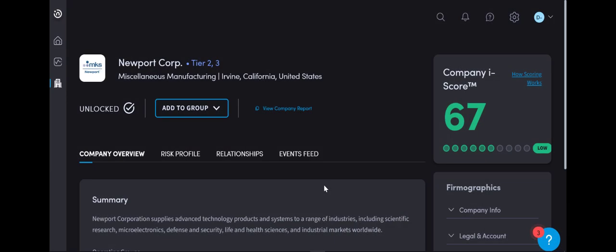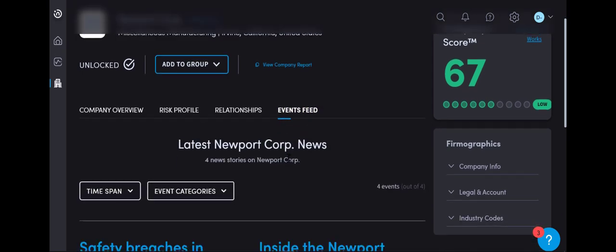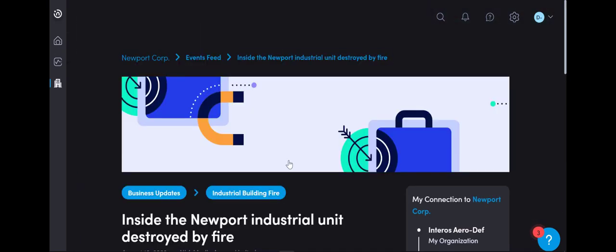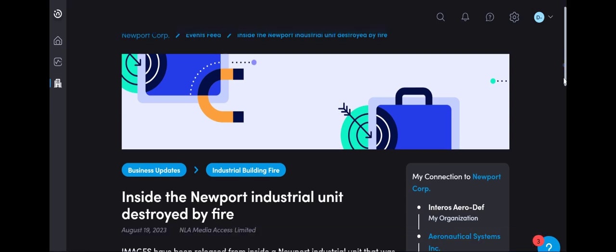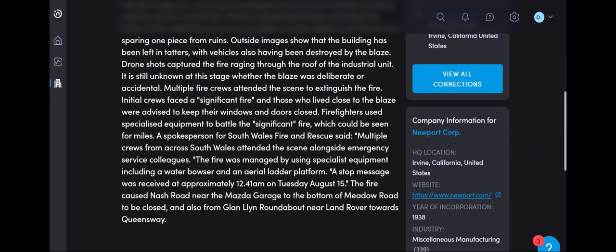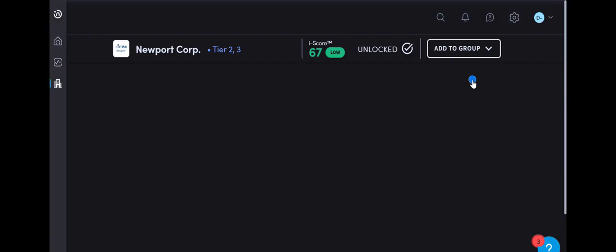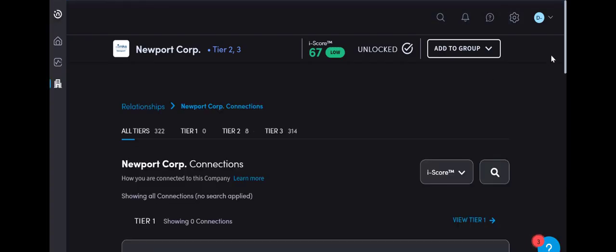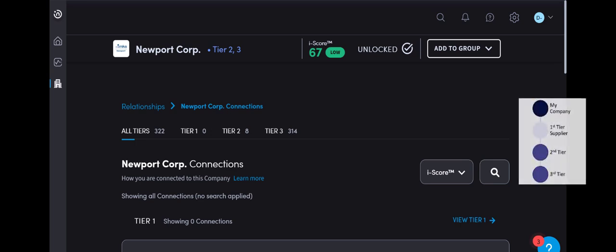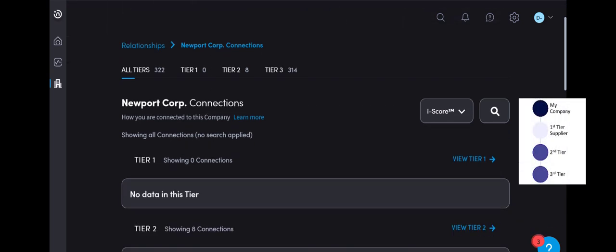Clicking on View Company Profile takes you into the Interos platform, where you can learn more about the impacted supplier. The supplier's event feed includes the source of the alert, enabling you to quickly evaluate the severity of the disruption and identify all of the connections between that supplier and your business. The affected supplier could be a direct supplier or a sub-tier supplier further up your supply chain.